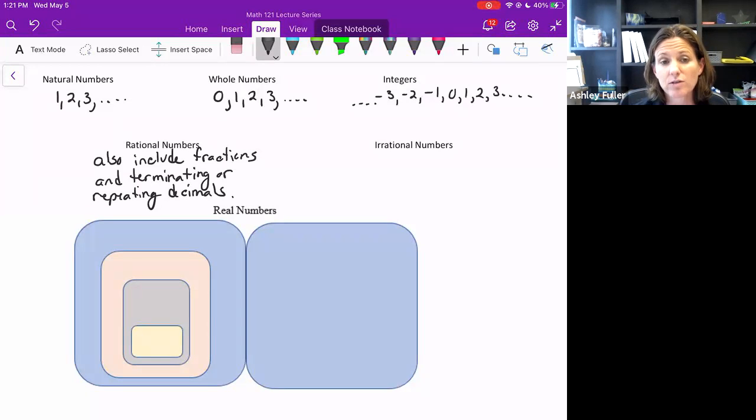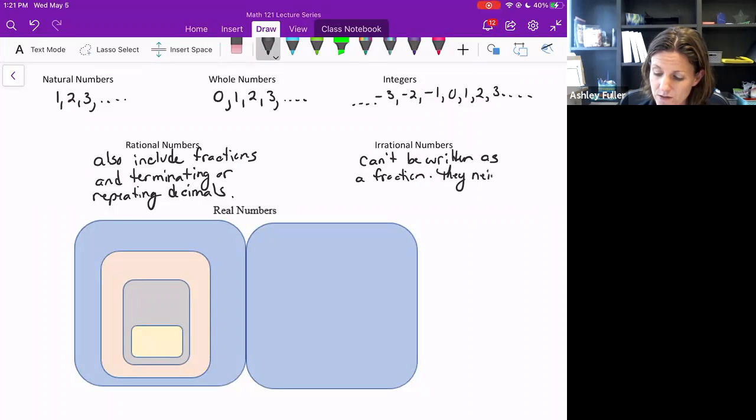Our last category of real numbers is kind of its own separate realm, the irrational numbers. And these are real numbers that can't be written as a decimal or fraction. They neither repeat nor terminate if there is a decimal.